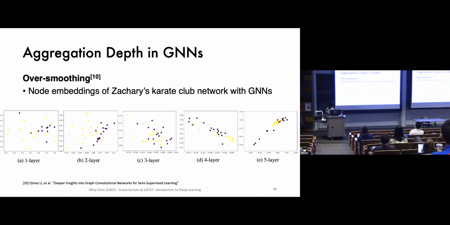So this paper first defined the over-smoothing phenomenon in GNN, and they showed over-smoothing in a very simple, small graph. The different colors correspond to the different classes in this Karate Club network. In the first and second layers, we can see the node embeddings of different classes are separate. But when we make the GNN deeper and deeper, you can see at some point node embeddings are all similar because they share many neighbors in their computation graph, and their node embeddings become indistinguishable. Much research is going on here to solve this over-smoothing problem.